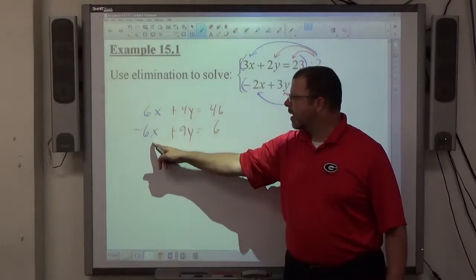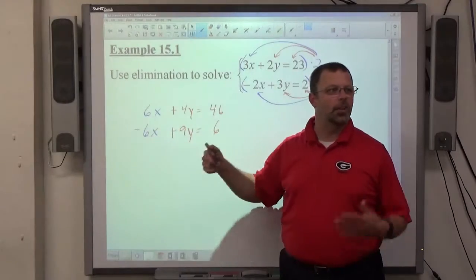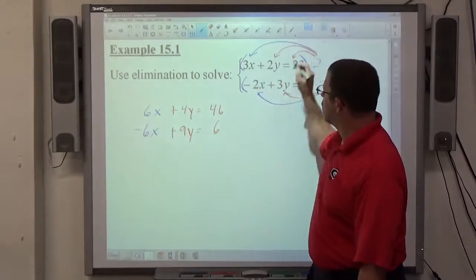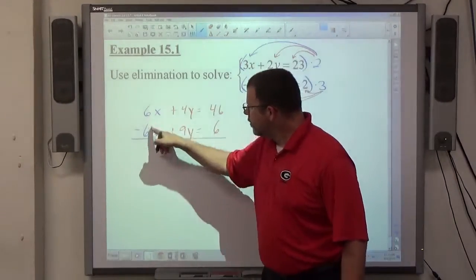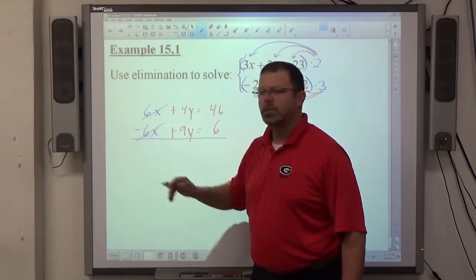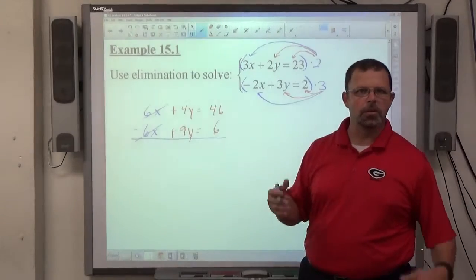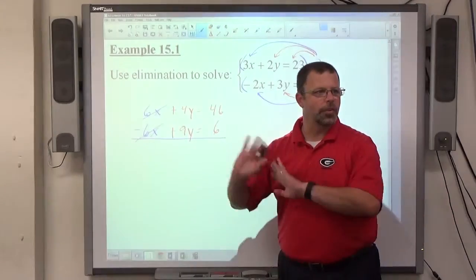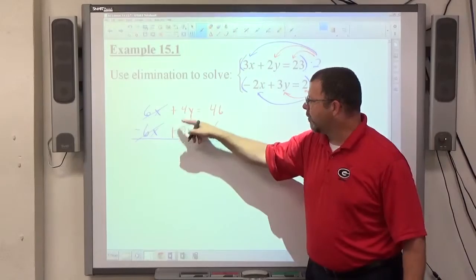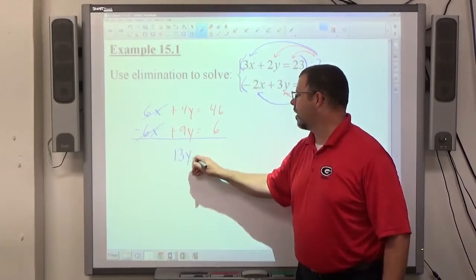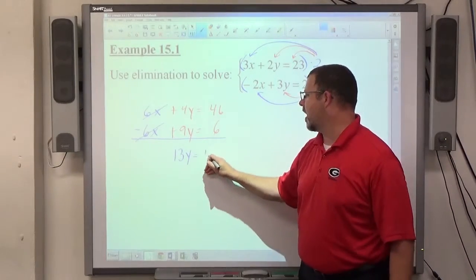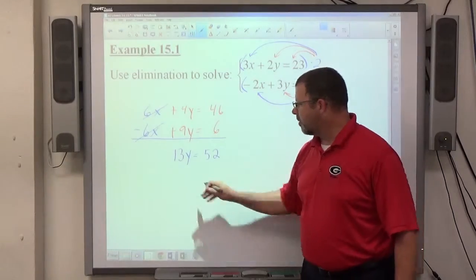Lexi chose to get rid of x, and notice now we got 6x, negative 6x, we got opposites, now it's possible to eliminate. So, 6x minus 6x cancels. Opposite sign, subtract. Exactly the same number, you get 0. 0x is the same as 0, so that's just gone. 4y and 9y are both positive, so I add, I get 13y. 46 and 6 are both positive, I add, I get 52. Divide both sides by 13.